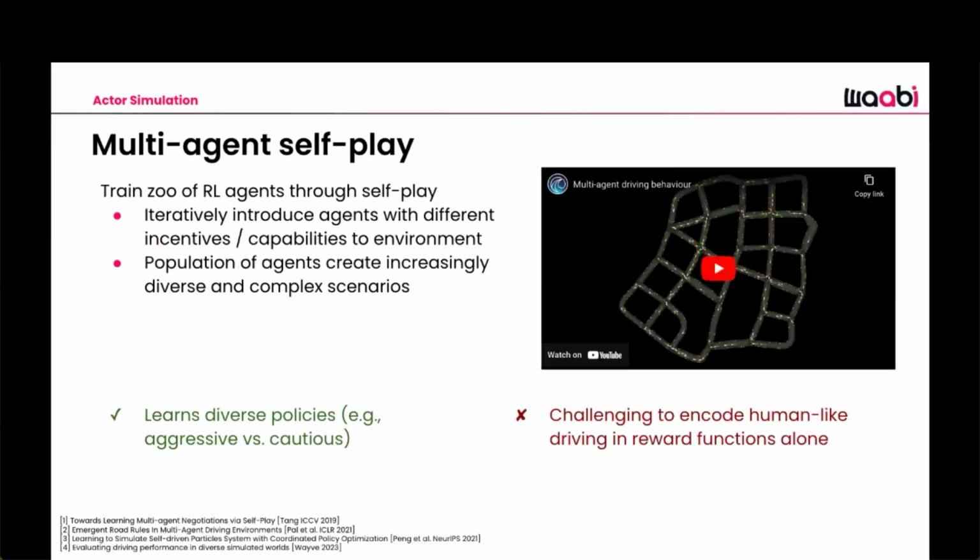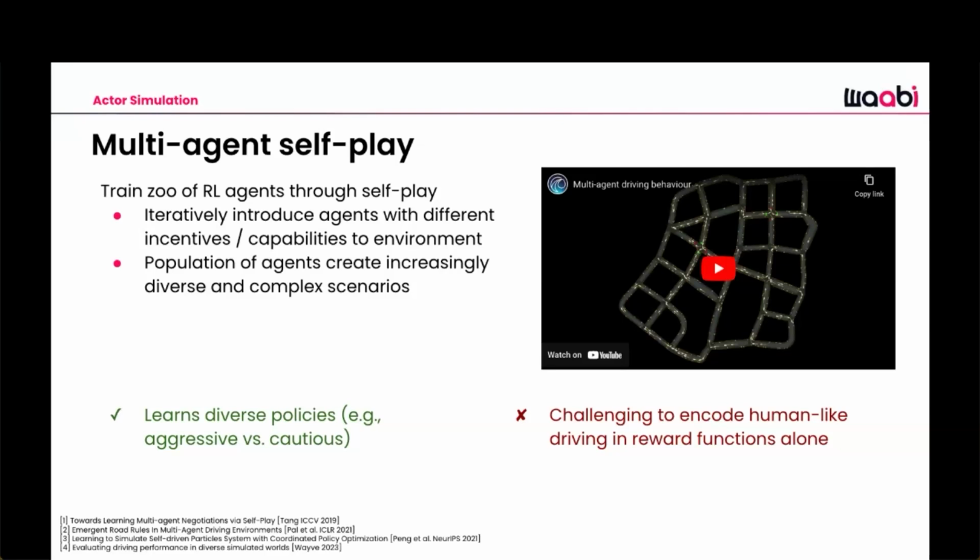And then finally, another popular approach within the community is to train a zoo of RL agents through self-play. So here the idea is to iteratively introduce actors into the simulation environment with different kinds of incentives and different kinds of capabilities, and then train them against each other in the same environment. And over time, what we'll see is a zoo of diverse actors emerge from this training process, which we can then compose together to create increasingly diverse and complex scenarios. So this is another great way to learn very diverse actor behaviors in closed loop.